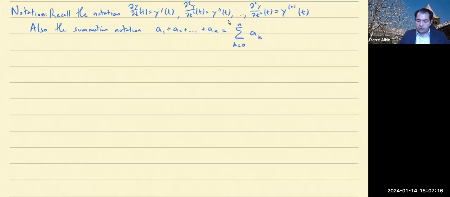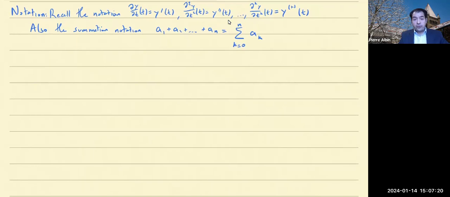Okay, so with that in mind, the first thing we want to say is that the existence and uniqueness theorem for first order linear differential equations also holds for higher order linear differential equations. So, theorem, existence and uniqueness.